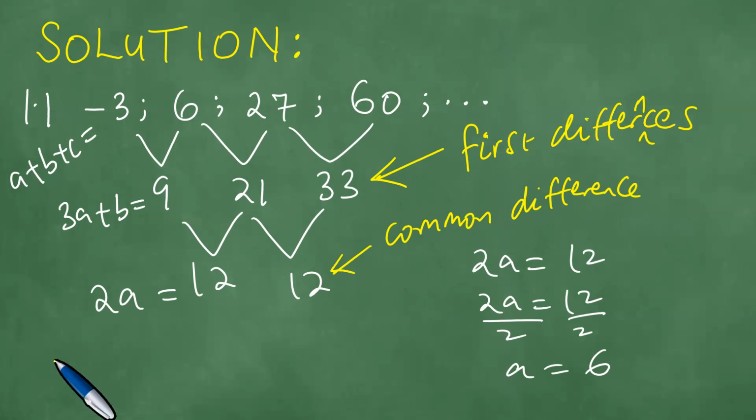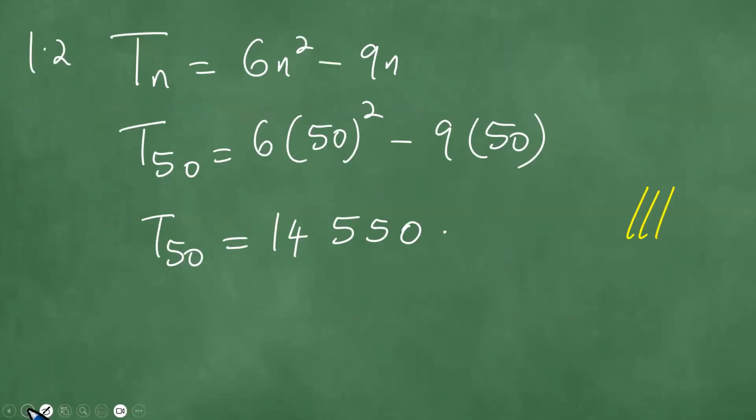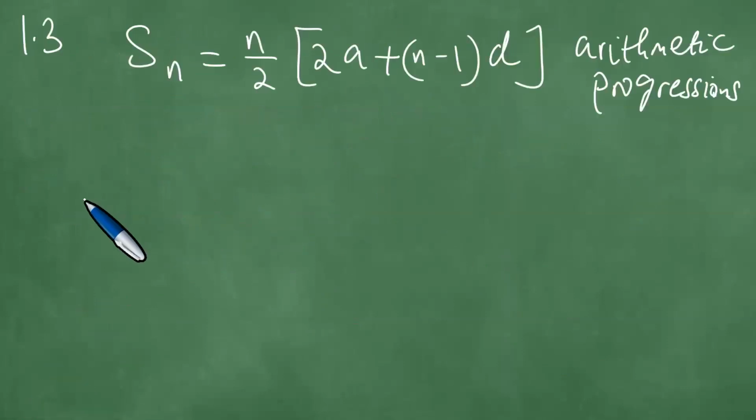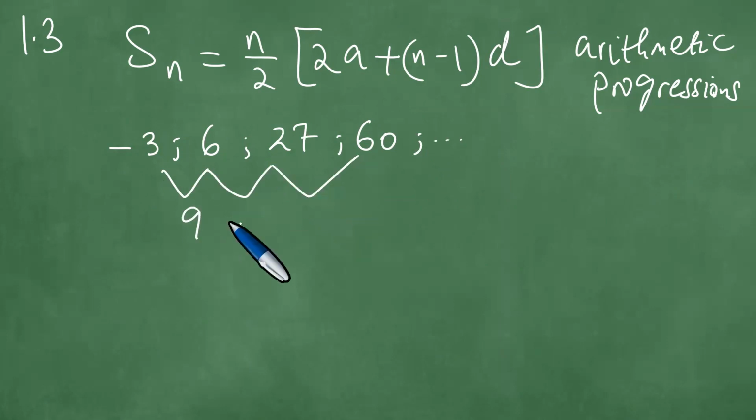So let's look at this question very carefully and apply the skills we've learned in 1.1.3. Right, first things first, what is the pattern? The pattern is -3, 6, 27, 60, and so on. Now we are finding the differences: 6 minus -3 is 9, then 27 minus 6 gives 21, and 60 minus 27 gives 33.